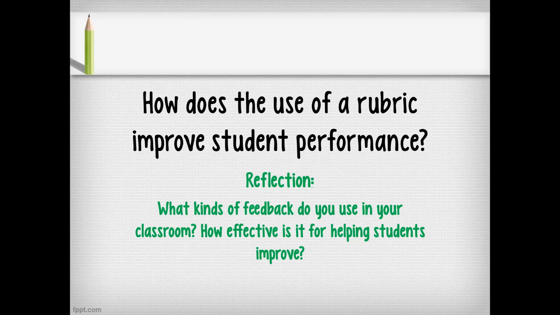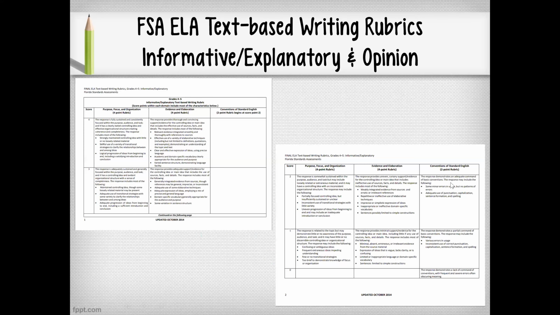So let's get into the rubric itself. If you were able to print a rubric, we'll be looking specifically at the informative rubric, but if you're not, here is what our rubric looks like for the state of Florida. It is a two-sided document where on the front you have your 4 and your 3 score points, and then on the back you have your 2, your 1, and your 0, which is only in conventions.